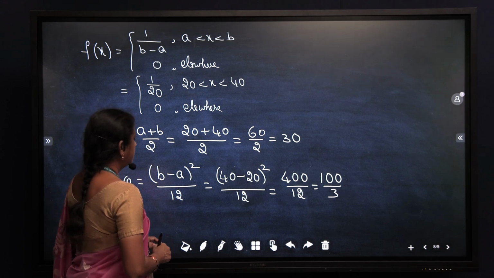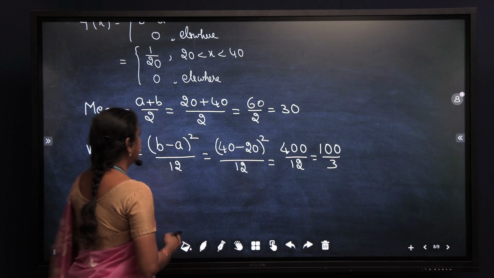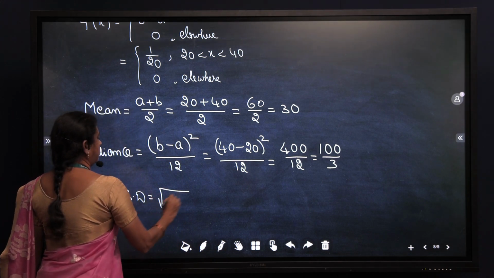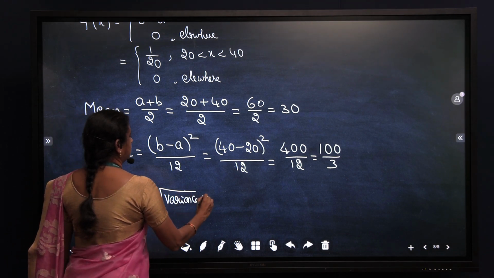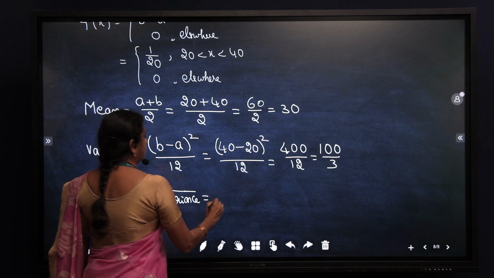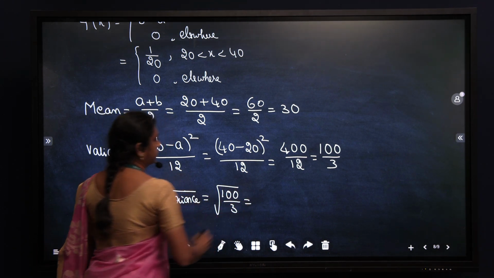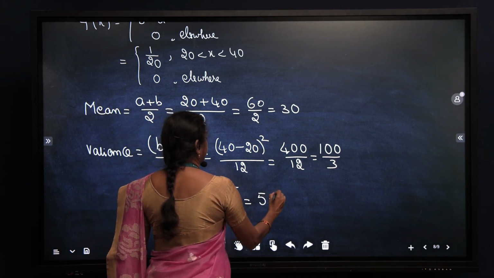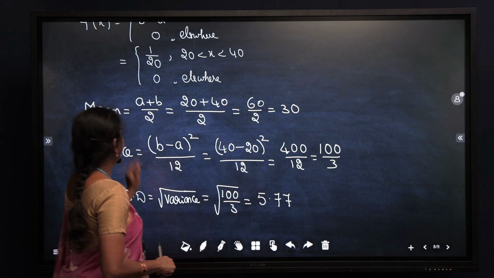So what will be the standard deviation? We'll take the square root of the variance. So standard deviation is given by under root of variance, which is equal to under root of 100 by 3, which is equal to 5.77. So we found mean and we found variance.